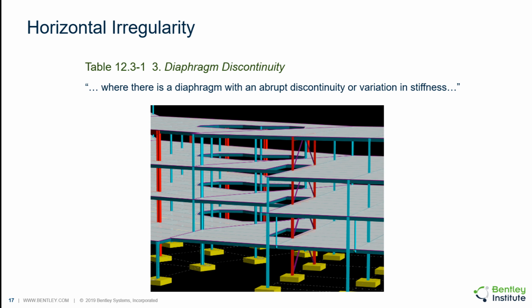A few configurations are listed for a diaphragm to be defined as having a diaphragm discontinuity irregularity. First, a diaphragm discontinuity irregularity is defined to exist when there is an abrupt discontinuity or variation in stiffness in the diaphragm. This part is subjective and requires engineering judgment. It is probably intended for conditions such as this, among others.